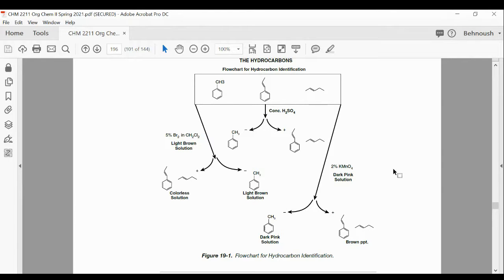But if it's an alkane, it is not going to dissolve in sulfuric acid. If it's aromatic, it is not going to react with sulfuric acid. So in this case, you have 3 compounds, 2 of them have a C=C double bond, they are alkenes, and both of them react with the sulfuric acid.